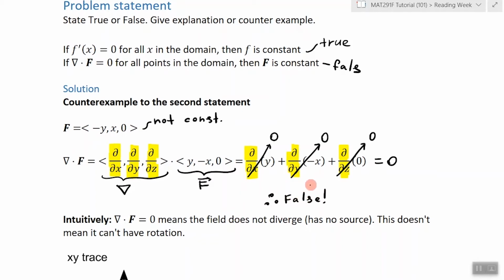Now let me explain why I chose this vector field. I know that if the divergence of a vector field is 0, then this field doesn't have any source. But this doesn't mean that the field can't have rotation. And actually, in this case, this vector field does have some rotation, which sort of means that for sure it can't be a constant vector field.